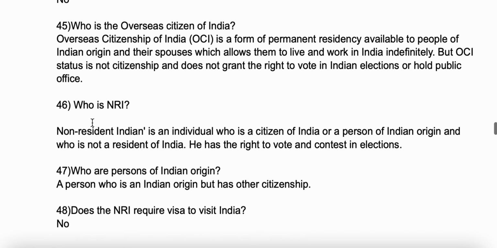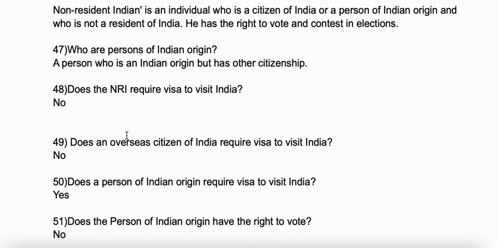Remember, both OCI and NRI can get confused. So I am here to clear all your doubts. So read these two questions perfectly. Now 47th question, who are persons of Indian origin? Okay, persons of Indian origin. This is POI. POI means a person who is of Indian origin but has other citizenship.